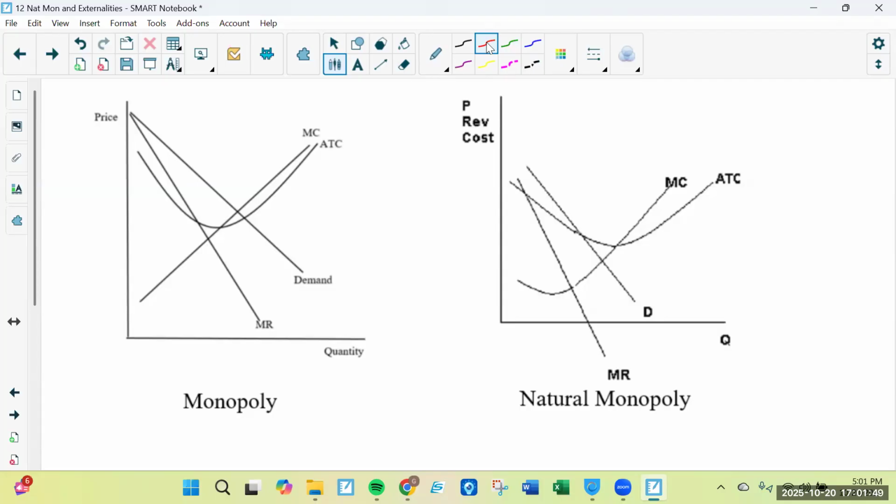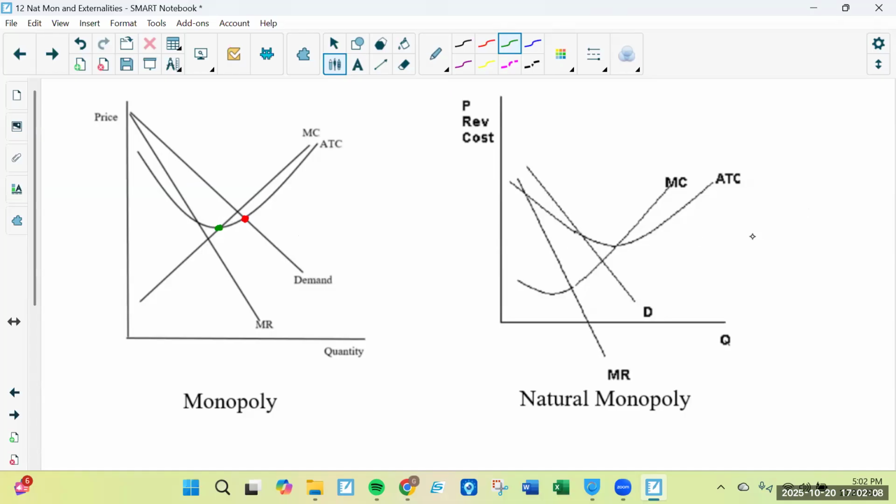With a regular monopoly, the demand curve is going to intersect to the right of the minimum of the ATC. Remember, our MC always goes through the minimum. And the demand curve is going to intersect to the right of that minimum. That's how we know this is a monopoly. When you're drawing it, if you say draw a monopoly, this is what they're looking for.